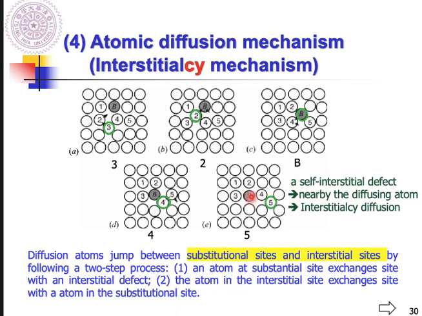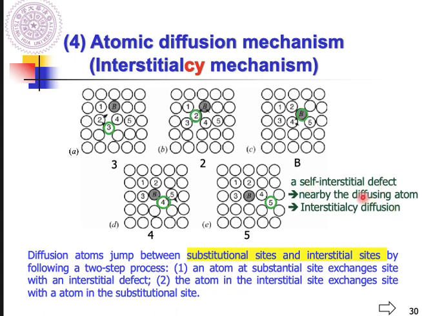So the difference between this one and the previous interstitial mechanism is that the atom located at the interstitial site is actually the same type of atom as the host atom. So you can observe all the atoms are the same, but some atoms locate at interstitial sites and some atoms locate at substitutional sites.